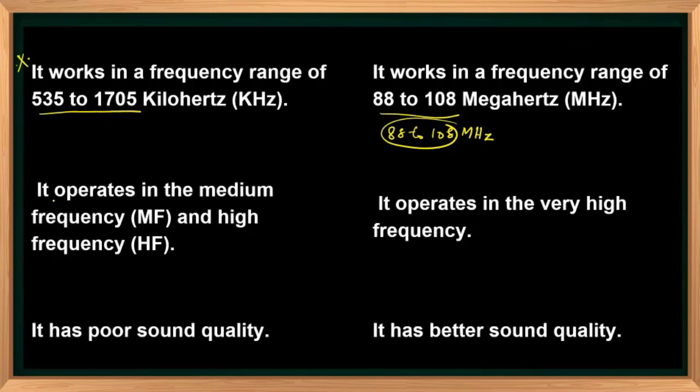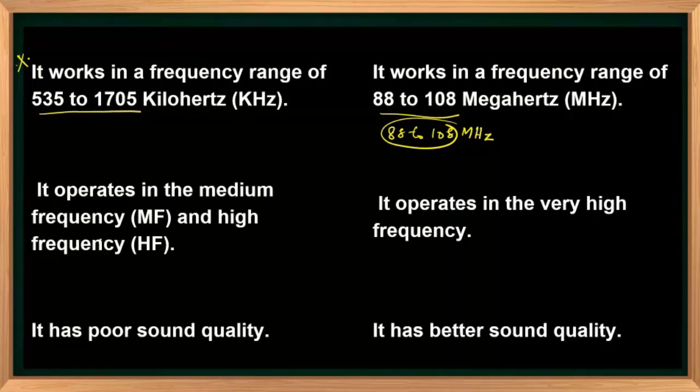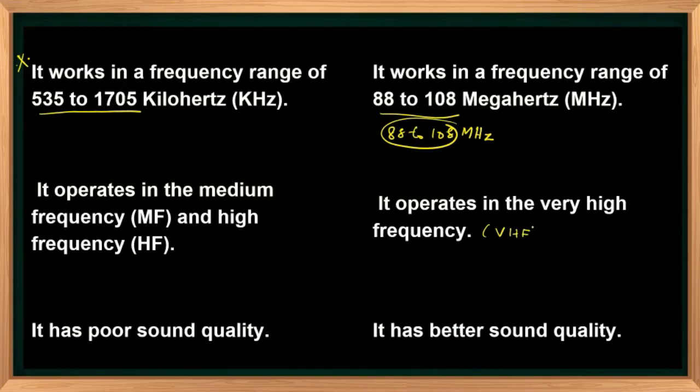Next, AM operates in the medium frequency, MF, and high frequency range, and the FM system operates in the VHF range, the very high frequency range, that is in the megahertz range. The AM range is hundreds of kilohertz. So medium frequency and high frequency is the operating range of AM, whereas FM is in megahertz, 88 to 108 megahertz. So it is in the VHF range.